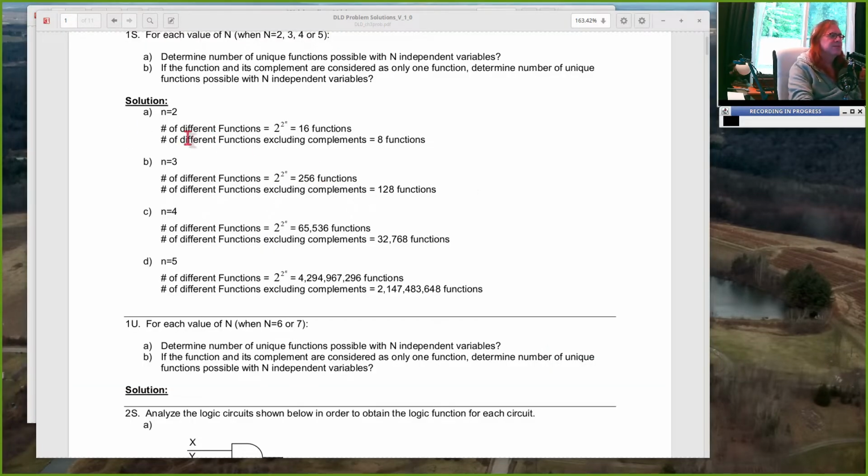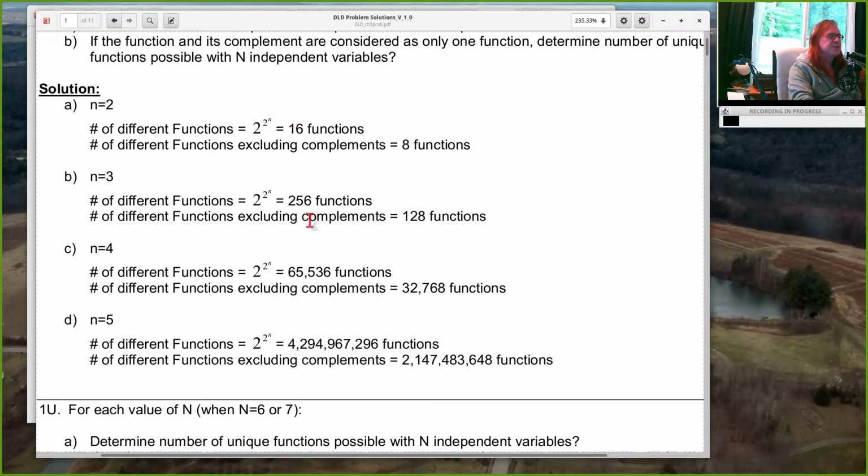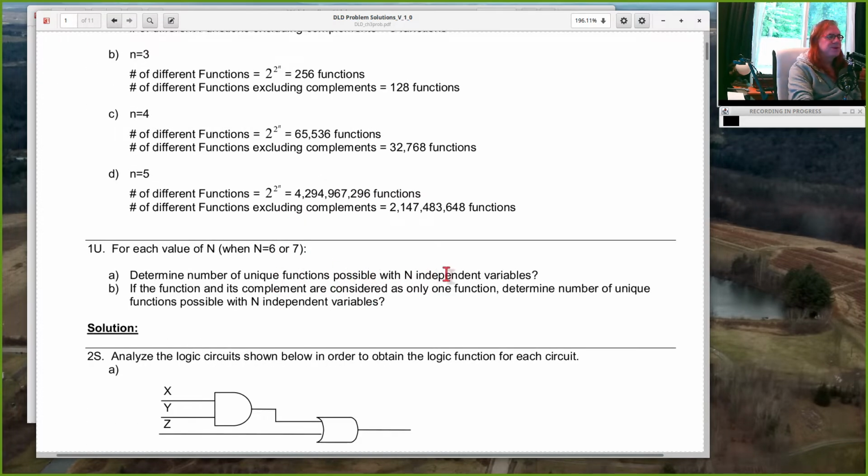And so that's what the solved version is doing, right? If you have 2, the number of different functions is 2 raised to the 2 to the n, 2 raised to the 2 to the n, and so on. So the number of unique functions possible with n independent variables is 2 raised to, 2 to the 6th or 2 to the 7th. But then part B says, suppose a function and its complement are considered the same.